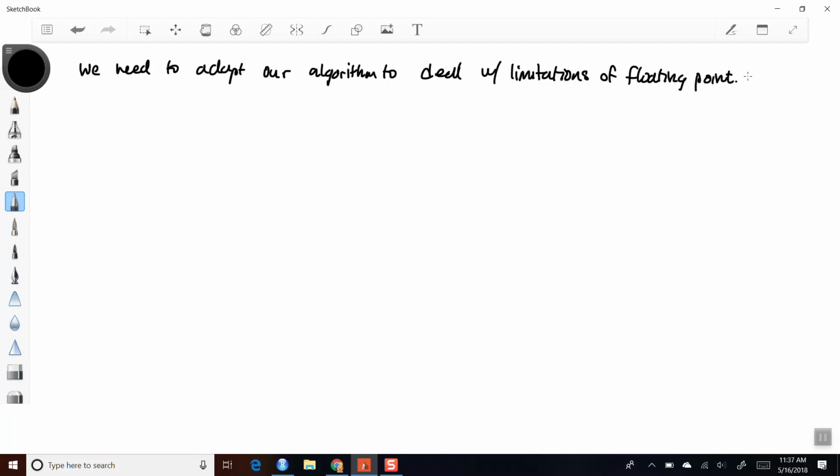Okay, so the numbers in the computer use 64 bits to represent the number, which means you cannot have something with infinite decimal places. You only have 64 bits to represent every single number in the real number line.